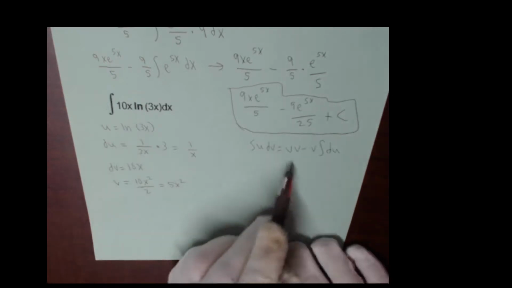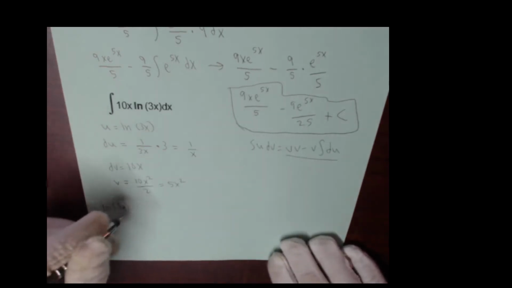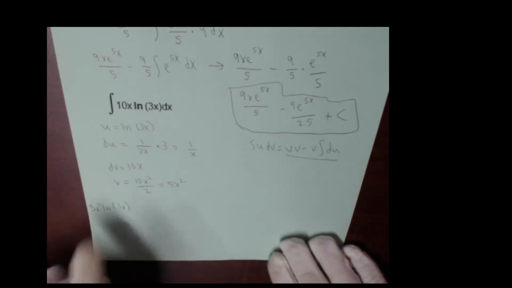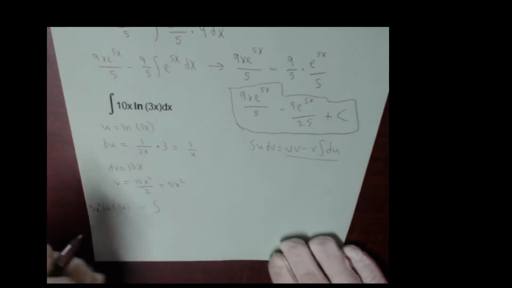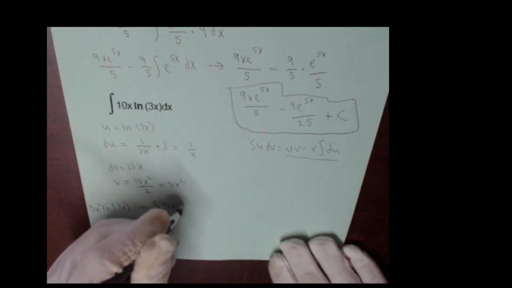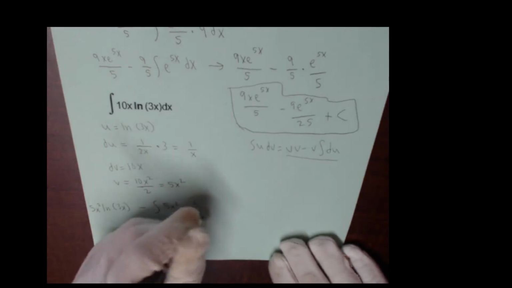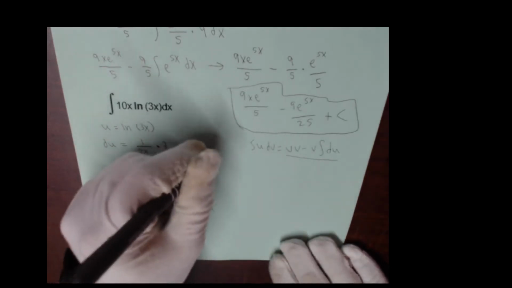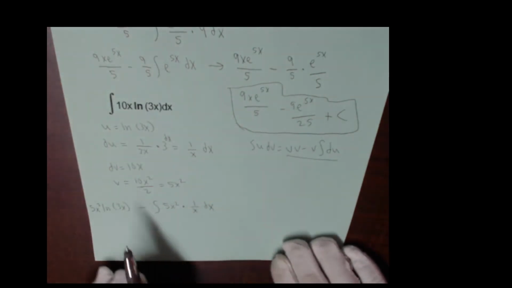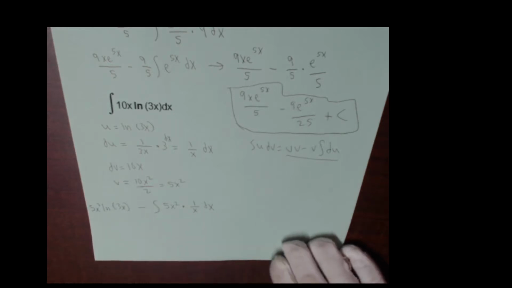So here we go. We focus on this piece over here. So it's u times v, so the natural log of 3x times 5x squared, which I'll put out in front. So that's u times v minus the integral of v du. So that's 5x squared times du, which is just going to be 1 over x. I should have put a dx here, sorry. Okay, so that's uv minus the integral of v du, and then the dx at the end.